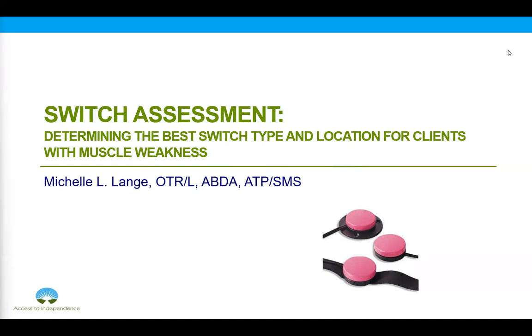So today we're going to talk about switch assessment. It's a topic that is near and dear to my heart. I spend a lot of time trying to help clients find a means of accessing their assistive technology. And for some of our more complex clients, switch access may be the only way they're able to access that technology right now, whether it be a communication device, a power wheelchair, some simple control of tablets or adaptive toys, etc. Today, we're going to focus, however, on people with muscle weakness.